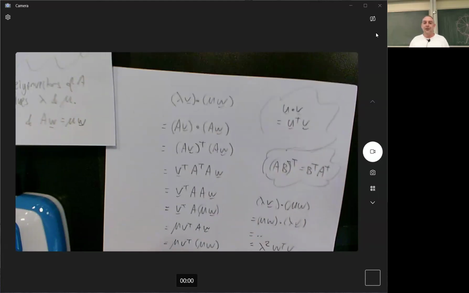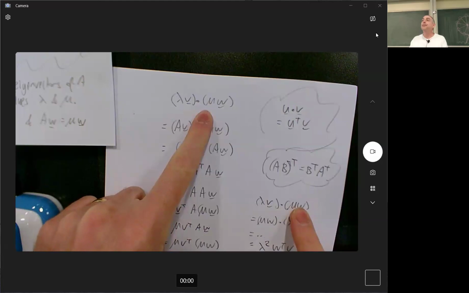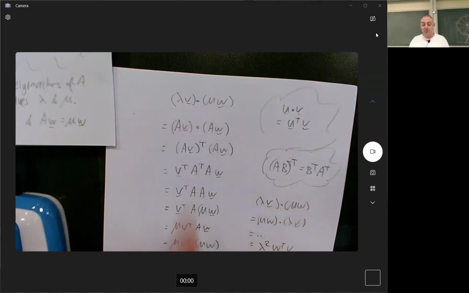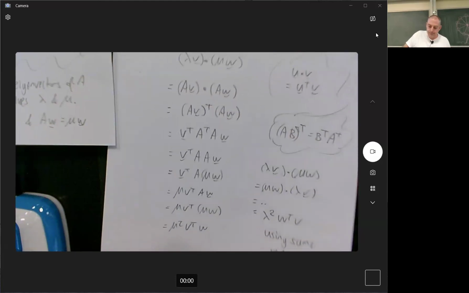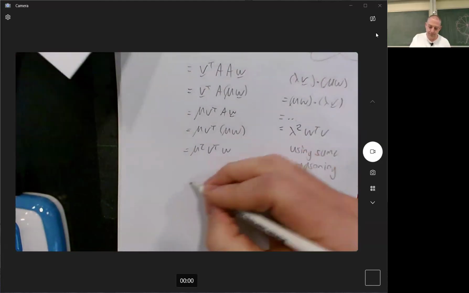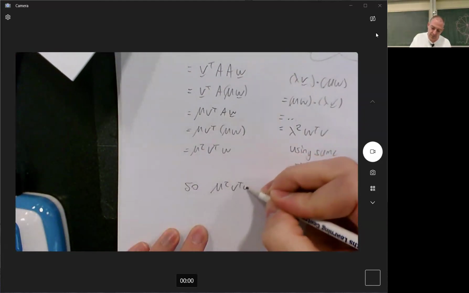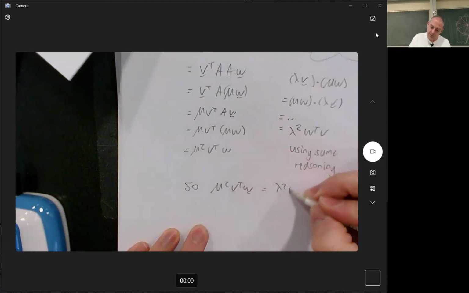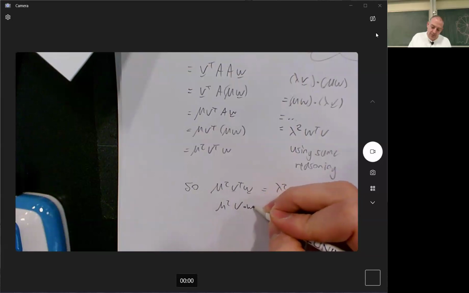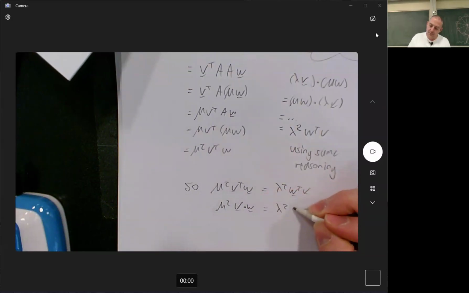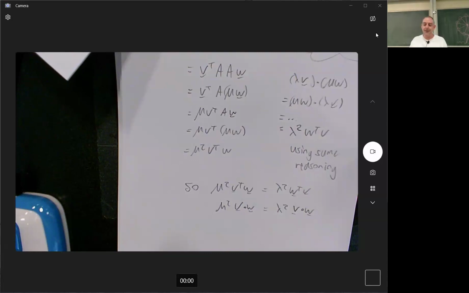All right, here we go. See this and this, they're the same. They're the same thing, which means this and this are the same. So mu squared V transpose W is the same as lambda squared W transpose V. But that's mu squared V dot W is the same as lambda squared W dot V. But W dot V is the same as V dot W. So I'm just going to do this.